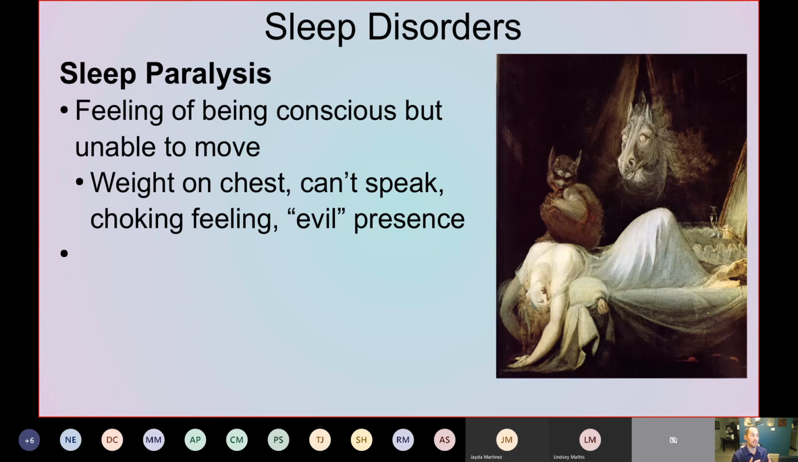Sleep paralysis is that feeling of being conscious but unable to move. So you feel like you are consciously awake, but that your body is stiff, that you're stuck. People will describe feeling like there's a weight on their chest. They can't speak. They might even have a choking feeling. Some people describe it as even feeling like it's an evil presence. That's why you'll find artwork like this.